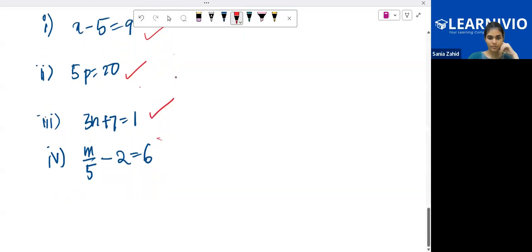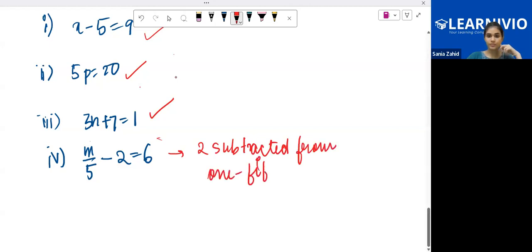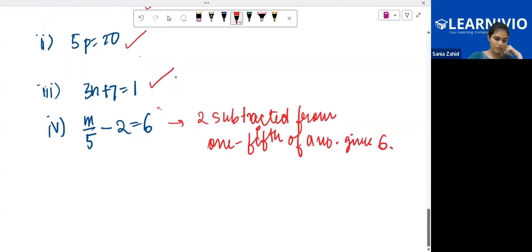Then 1/5 of a number is subtracted by 2 gives 6. Whenever we write subtraction, the number which comes after "from" is written first. So you'll write: 2 subtracted from 1/5 of a number gives 6. Okay, good.